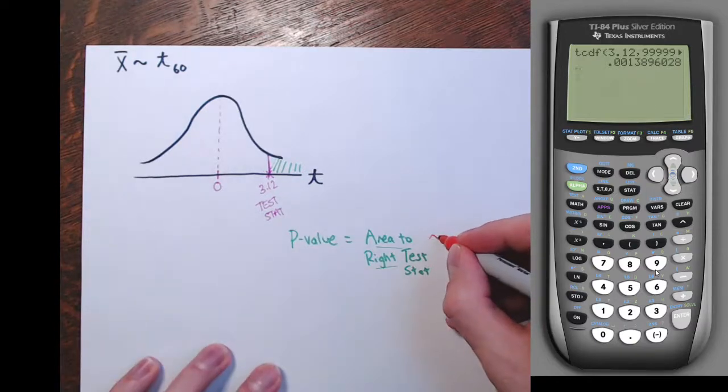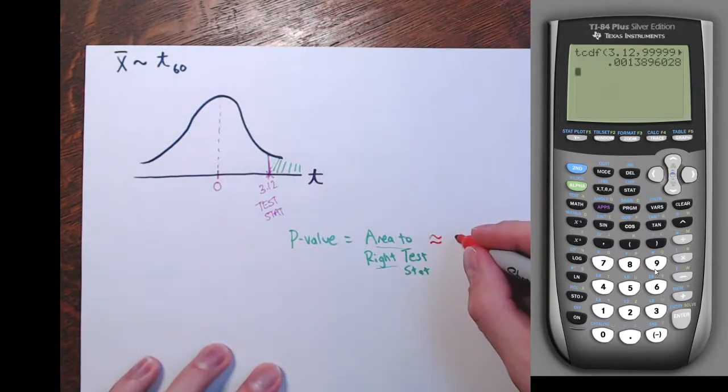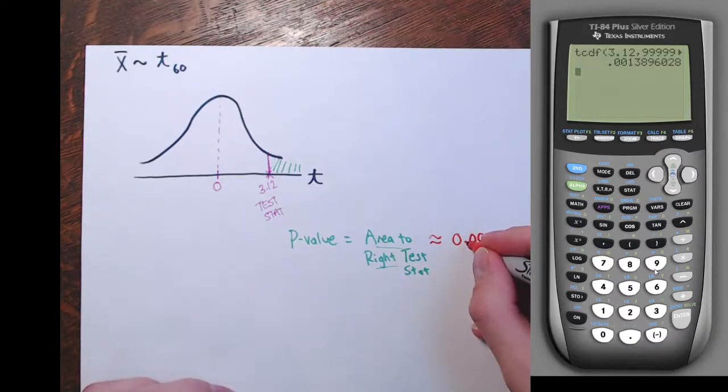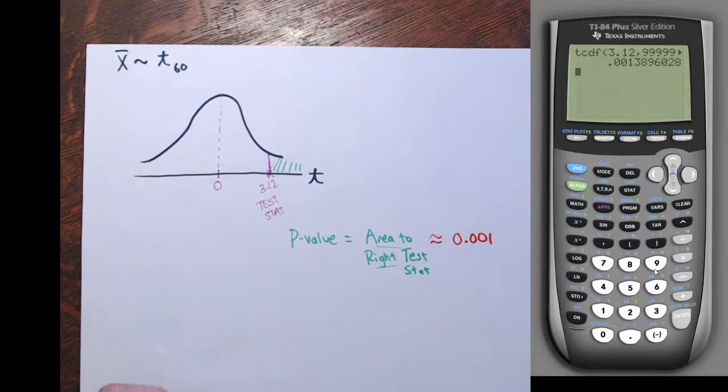Right? The p-value for my test statistic is approximately 0.001, very, very tiny. About 0.1%. Right? And then to make decisions about whether I reject the null hypothesis or fail to reject the null hypothesis, remember, you compare this value to alpha, the significance level. If the p-value is less than or equal to alpha, you reject the null hypothesis. If the p-value is greater than alpha, you don't reject the null hypothesis.